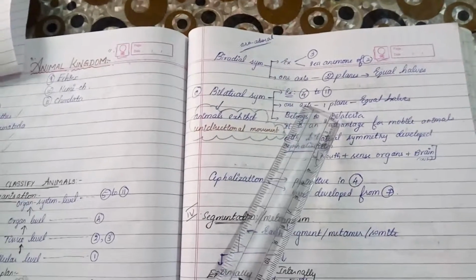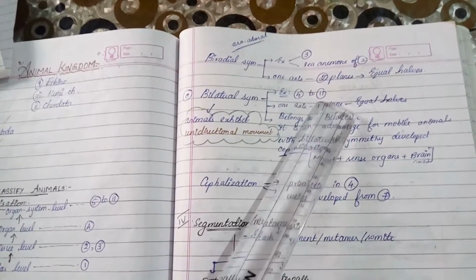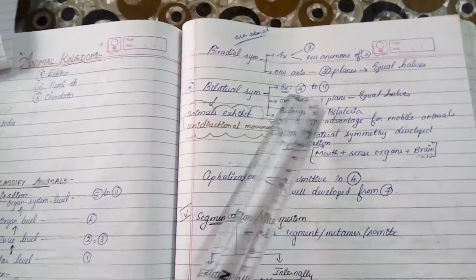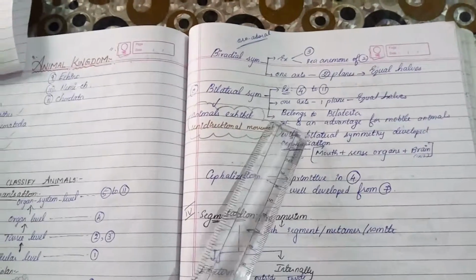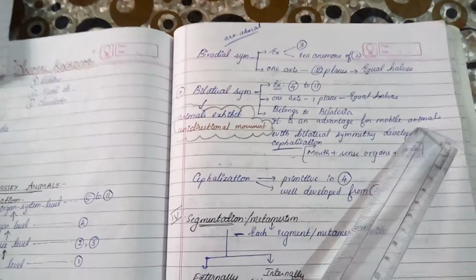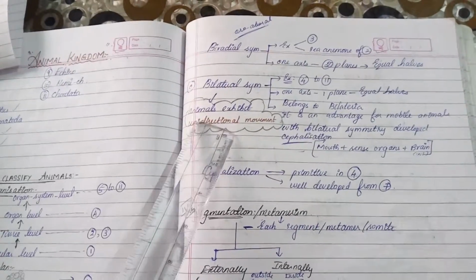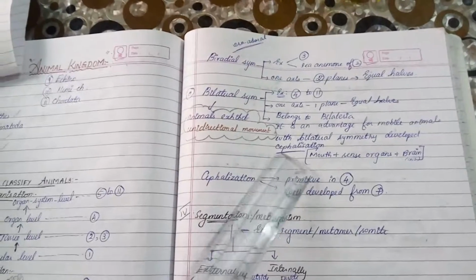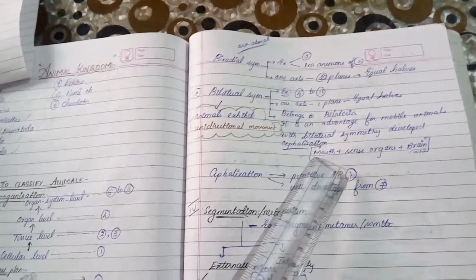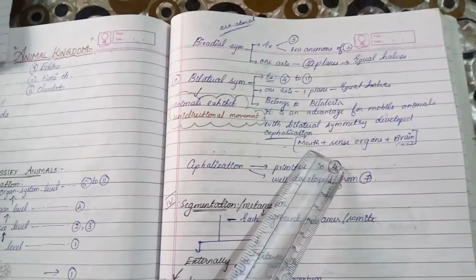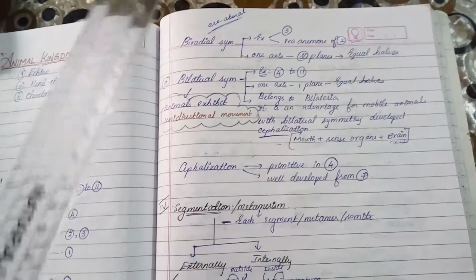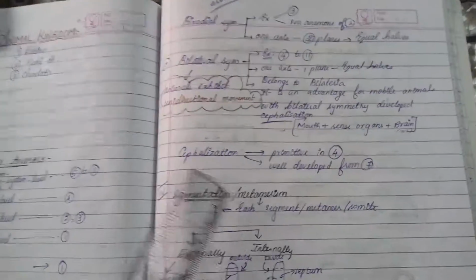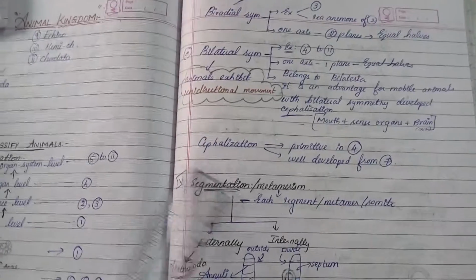Bilateral symmetry is present from the fourth phylum to the last, which is Platyhelminthes to Chordata. It is an advantage for mobile animals. Along with bilateral symmetry, cephalization also begins to develop. Cephalization is nothing but the clear-cut differentiation of mouth, sense organs, brain, etc. So it is simply a clear-cut differentiation. Try to remember this clearly.